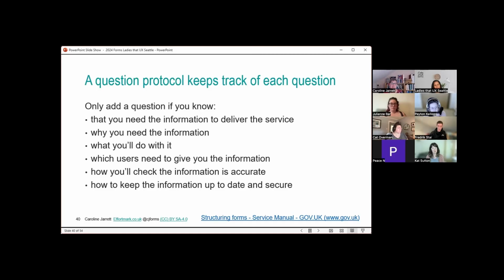And they added a couple of extra things. How will you check the information is accurate, and how to keep the information up to date and secure, which was the point about going back to Jessica's point about compliance. You need to know that that's up to date and secure.